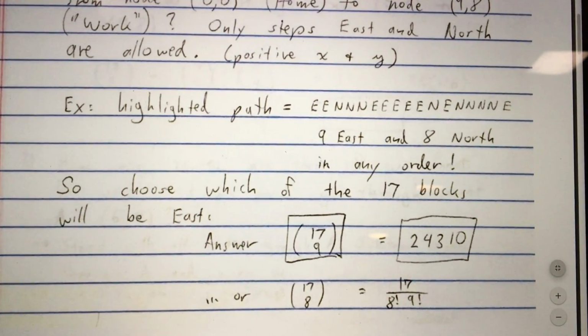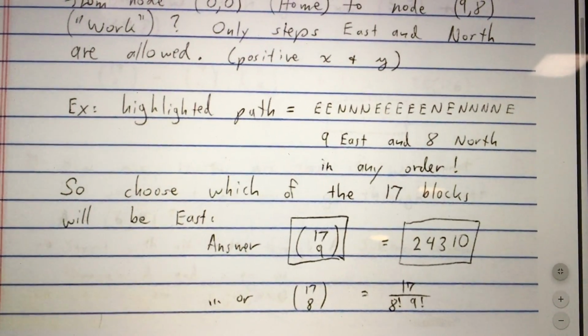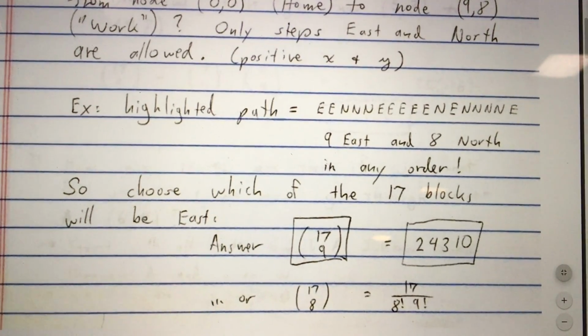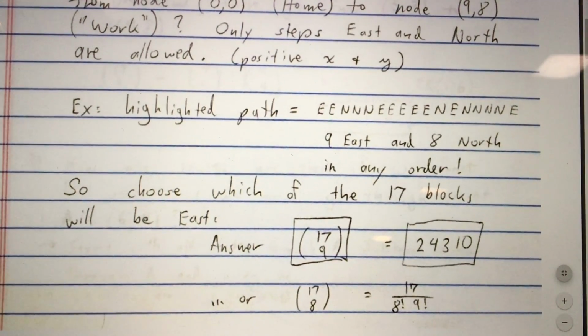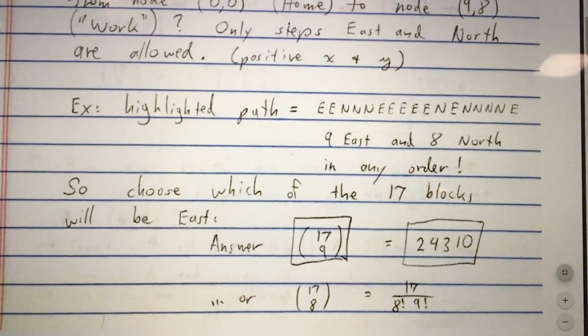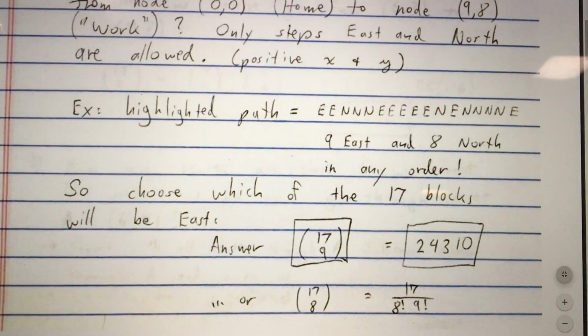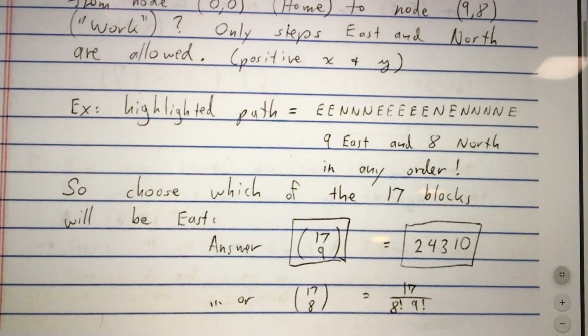Ooh, that's supposed to be a factorial. I'll fix that on the file. 17 factorial divided by 8 factorial, 9 factorial. And that comes out to 24,310.